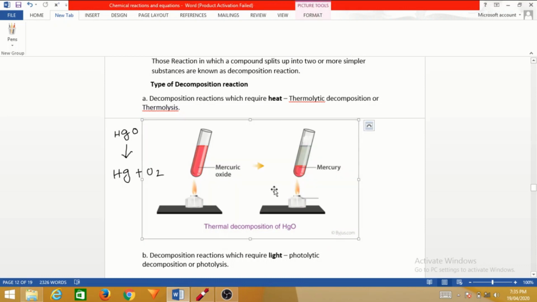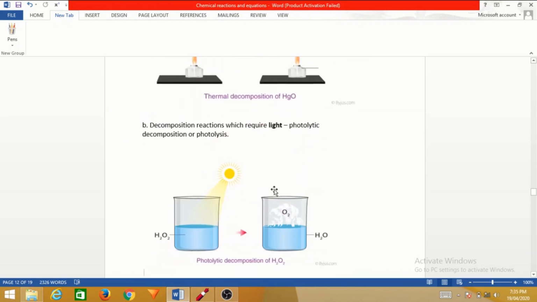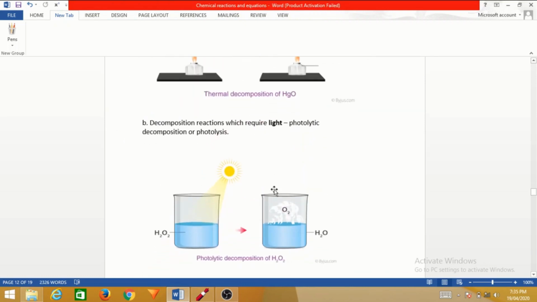Next is another kind of decomposition reaction where you need light energy. If for a decomposition reaction you require light energy, this is called photolytic decomposition or photolysis. Like you can see here, in this beaker you have H2O2. What is H2O2? H2O2 is hydrogen peroxide.